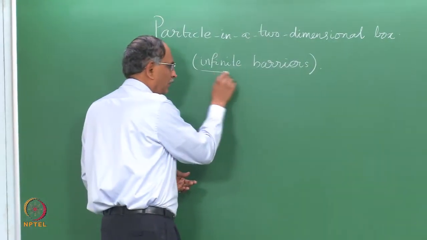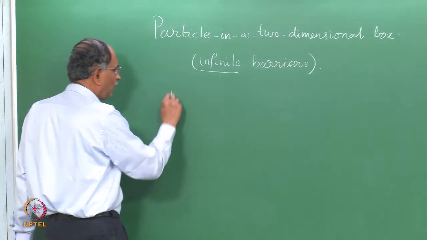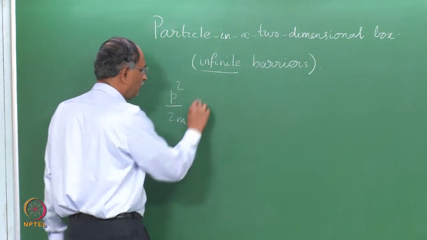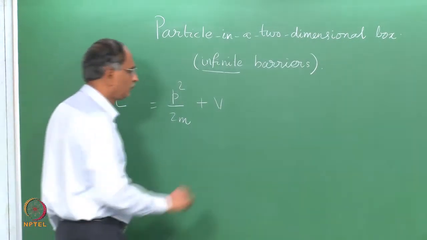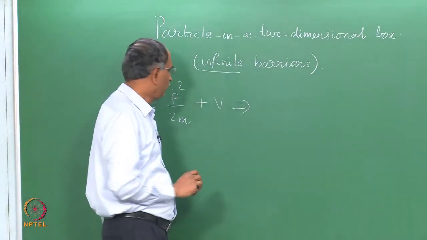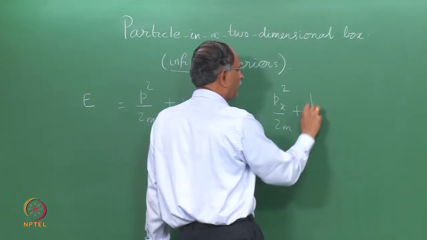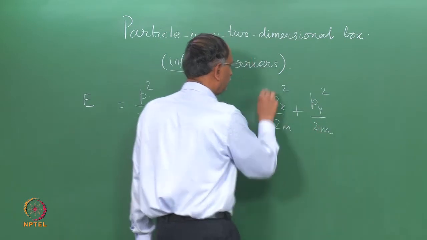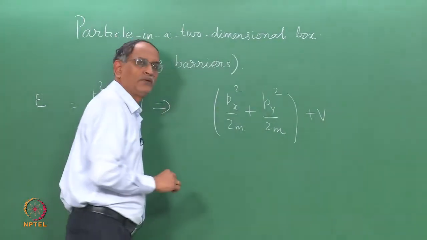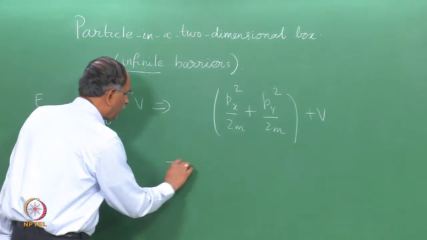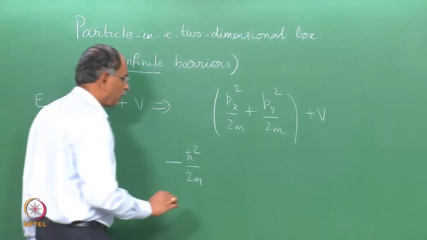The barriers are infinite. Therefore, if you remember the problem, p squared by 2m plus V, which is the energy term, is rewritten as p_x squared by 2m plus p_y squared by 2m, plus V, and p is replaced in quantum mechanics by the operator, minus h bar squared by 2m.